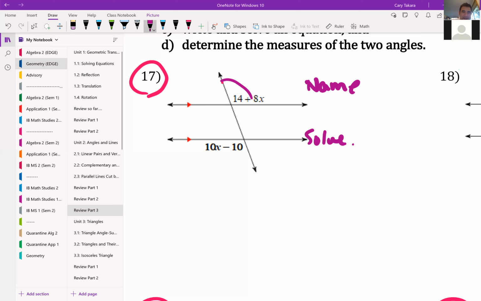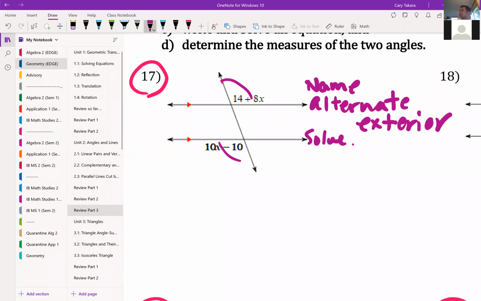This will be alternate exterior angles. And how do you solve it? They are equal to each other. Okay. So that will be 10x minus 10 equals 14 plus 8x. Again, they are equal to each other.